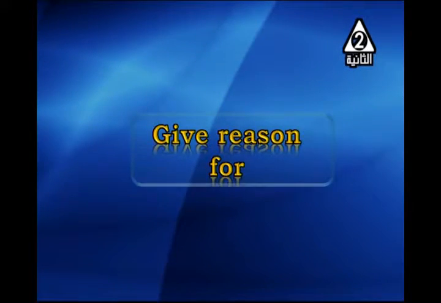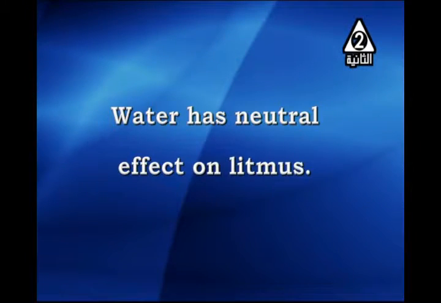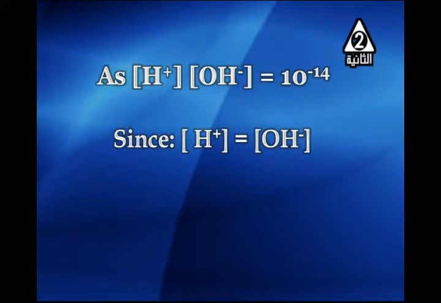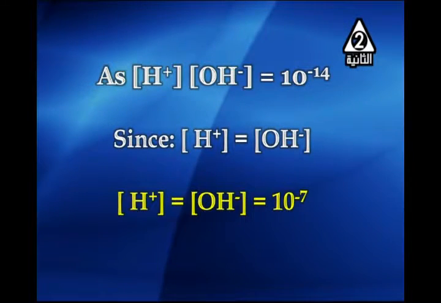Give a reason for this: water has a neutral effect on litmus. We can say, because the concentration of hydrogen ion equals the concentration of hydroxide ion, equals 10 to the power negative 7. As the concentration of hydrogen ion equals the concentration of hydroxide ion and their product equals 10 to the power negative 14, the concentration of hydrogen ion and of hydroxide ion each equal 10 to the power negative 7.